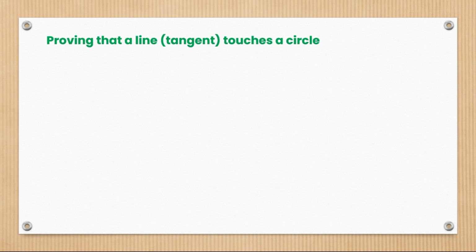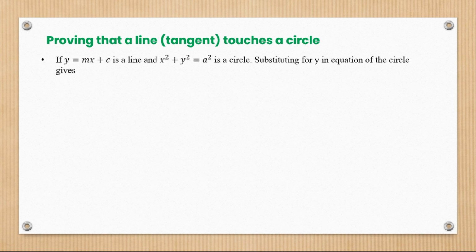Alright, so next we look at proving that a line or tangent touches a circle. If y is equal to mx plus c is the line, and x squared plus y squared is equal to a squared is a circle, substituting for y in the equation of the circle gives this. So this is what happens when I actually substitute for y.